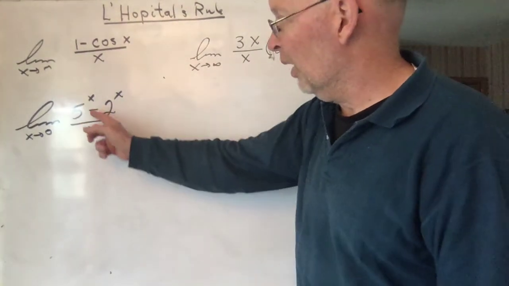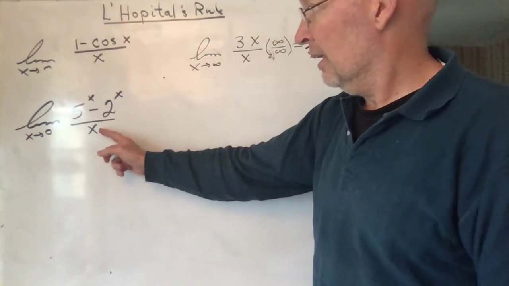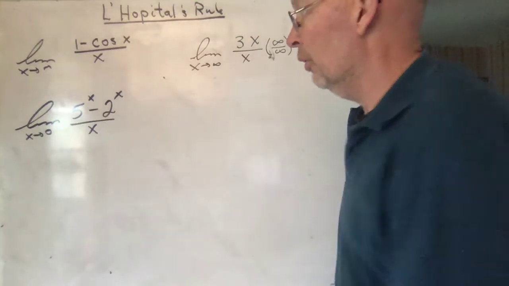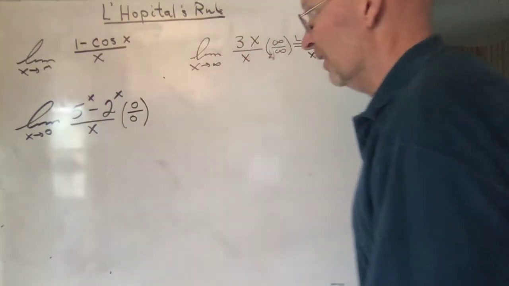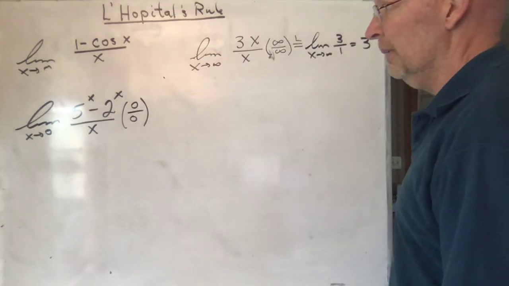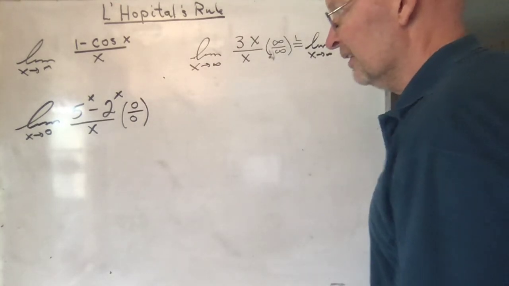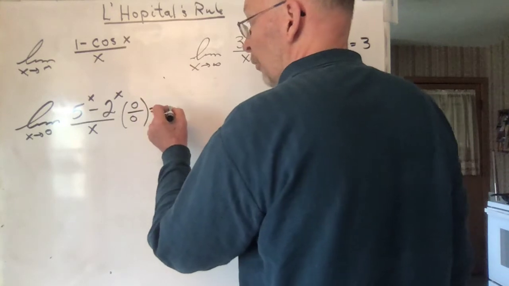Five to the 0 is 1, 2 to the 0 is 1. So 1 minus 1 is 0, 0 over 0. So it's of the form where we can use L'Hopital's rule. So we can take the derivative of both the top and the bottom.